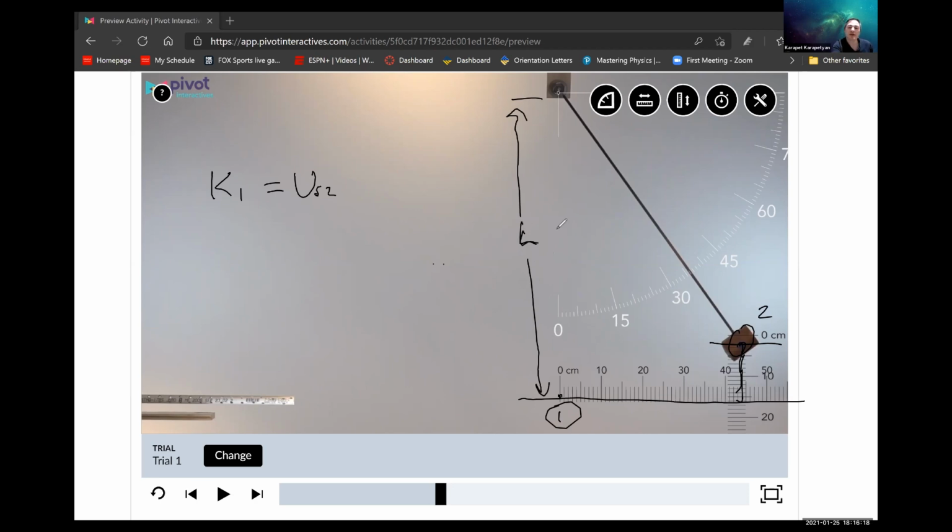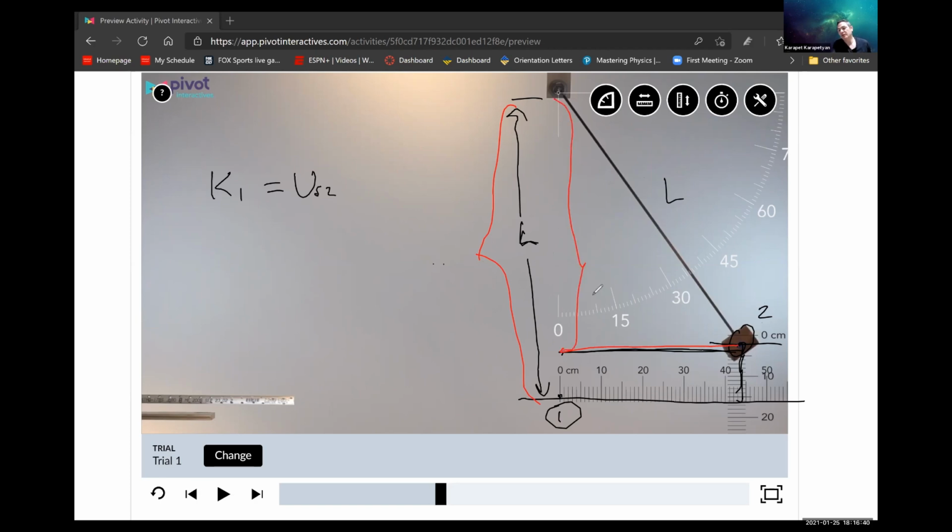This is L for length, and this is also the length of the pendulum. Then this height can be calculated by looking at the total length. That means this length here, and also the projection of the length when it's at position 2, which is this one here.